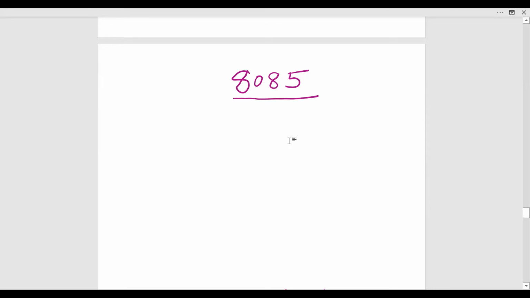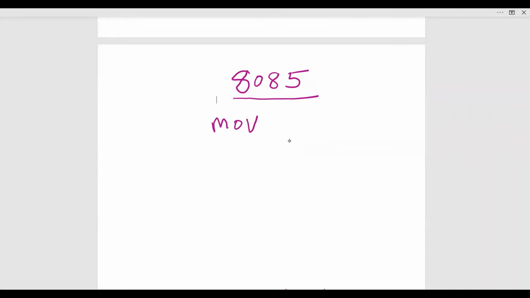8085 has 246 instruction groups to perform a specific task. These instruction codes are called operational codes or opcodes. So for each instruction, suppose you want to move the data, we have an instruction called MOV, but the 8085 microprocessor understands only the operational code of this instruction. So each instruction will have its operational code.